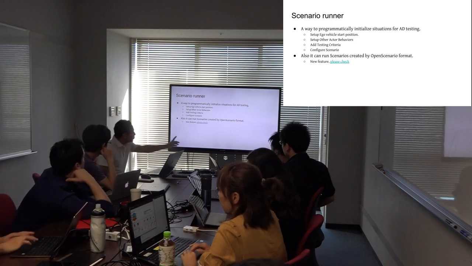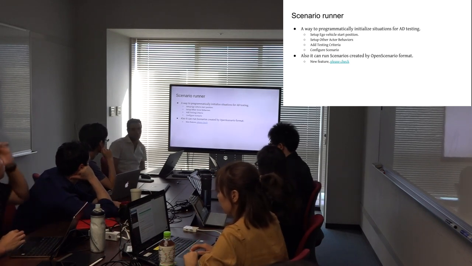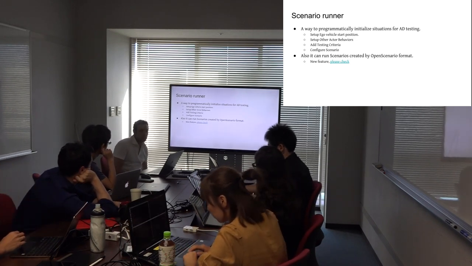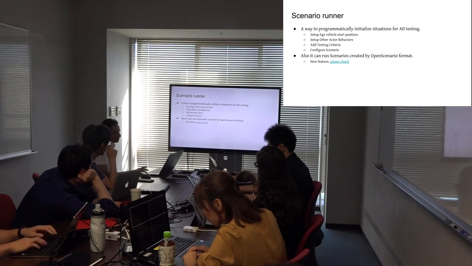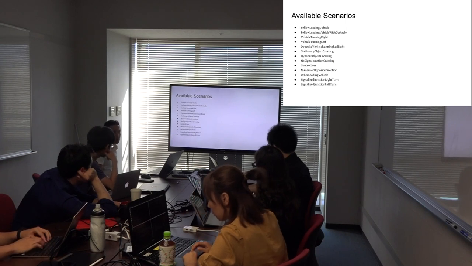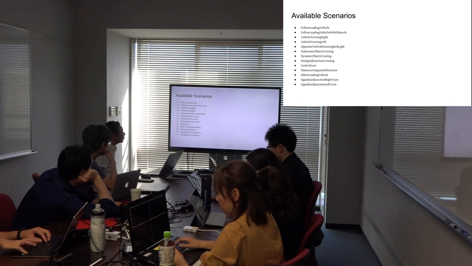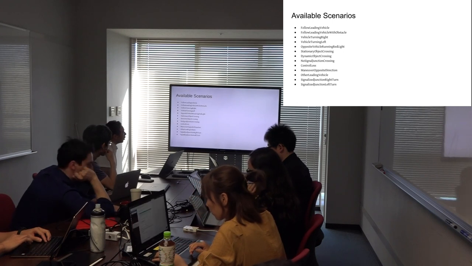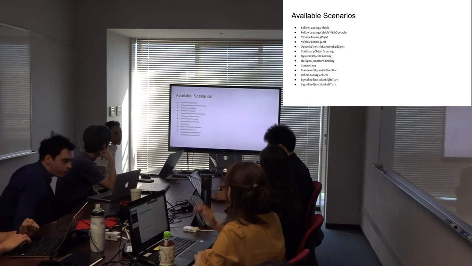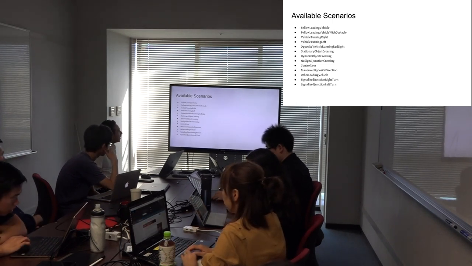We can also use this new feature. Maybe you need to check if it's easier to define using the OpenSCENARIO format. These are available actually. That's why I didn't think about developing a new scenario. These are already developed scenarios in Carla: follow leading vehicle, follow with obstacle, turn right, turn left, opposite vehicle running red light. So it's like an intersection and someone doesn't follow the traffic rules.